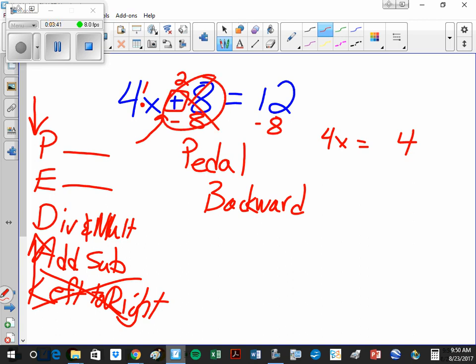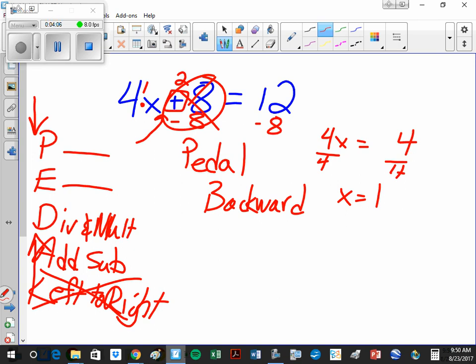How do I undo a multiply by 4? Divide by 4, and it turns into nothing, which is 1. So the addition nothing is 0. The multiply nothing is 1. And that's the idea. Those are called identities. Okay? And then we divide this by 4, and I get x equals 1.